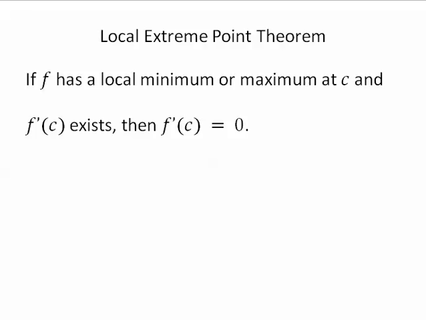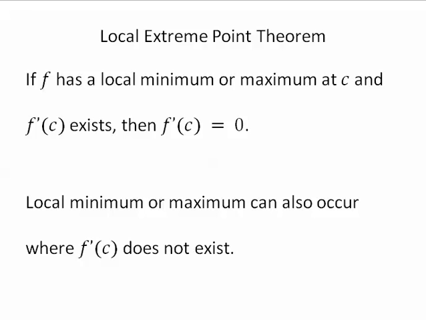If f has a local minimum or maximum at a point c, and if you know that f prime of c exists, then f prime of c will be 0. So if you have a local max or min and the derivative exists, then that derivative will be 0. Local minima or maxima can also occur where the derivative does not exist.